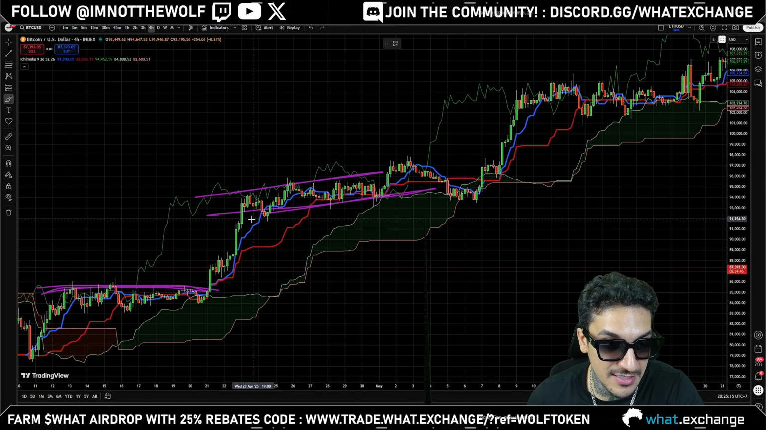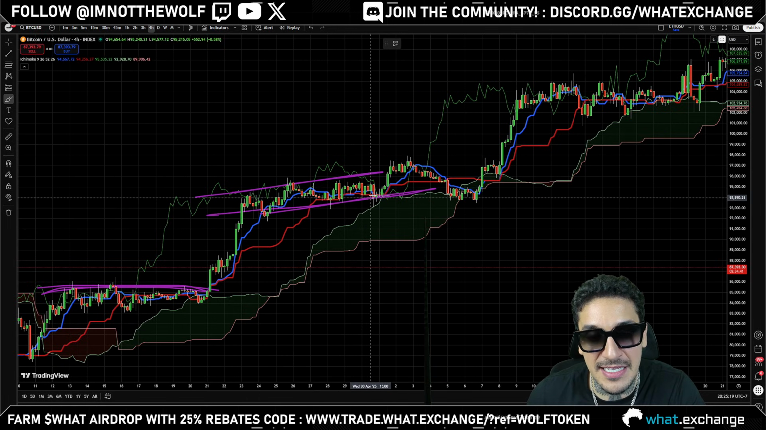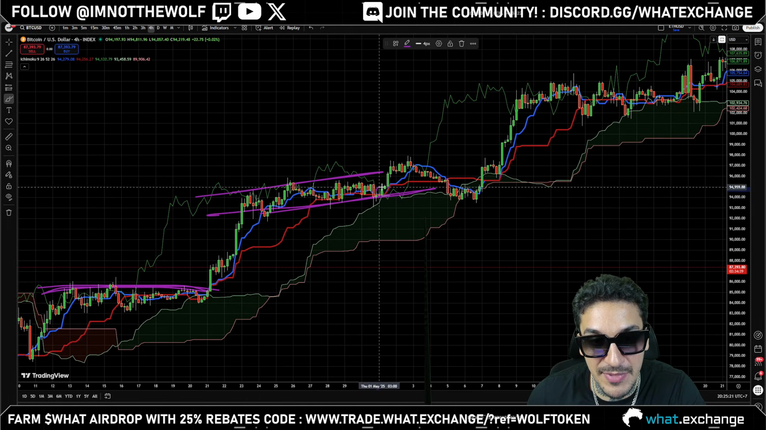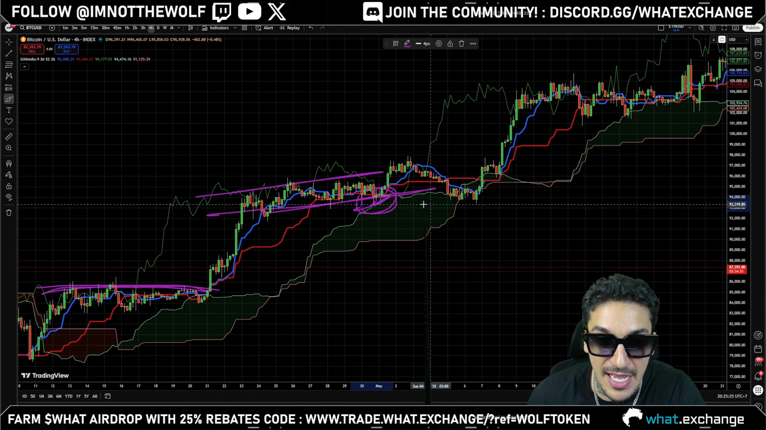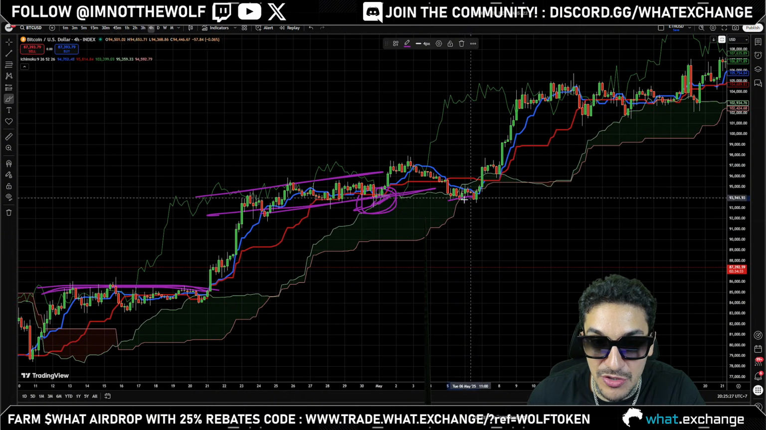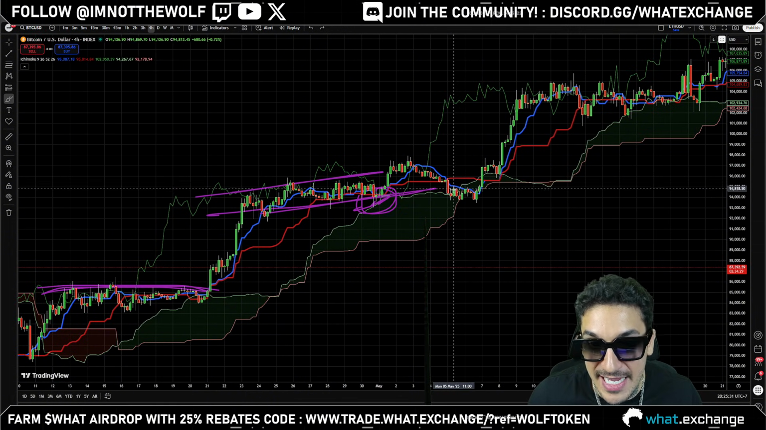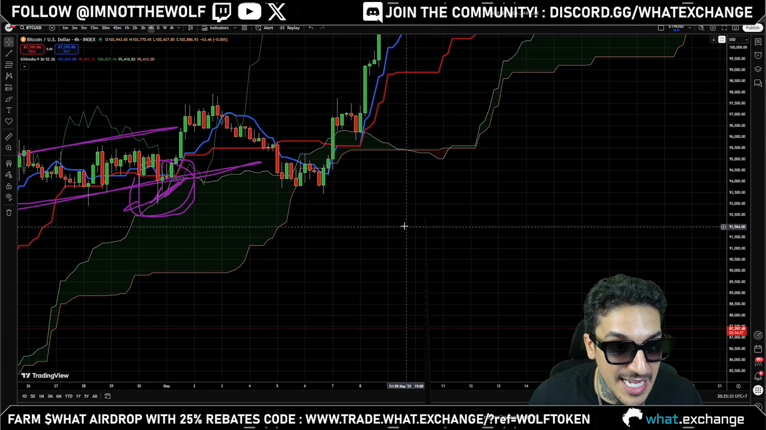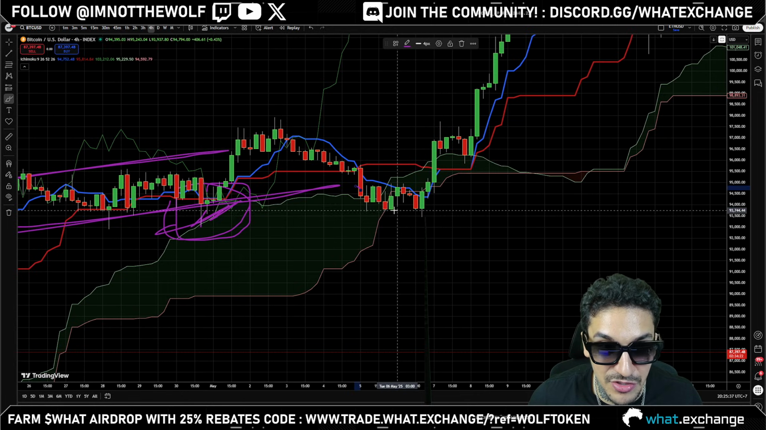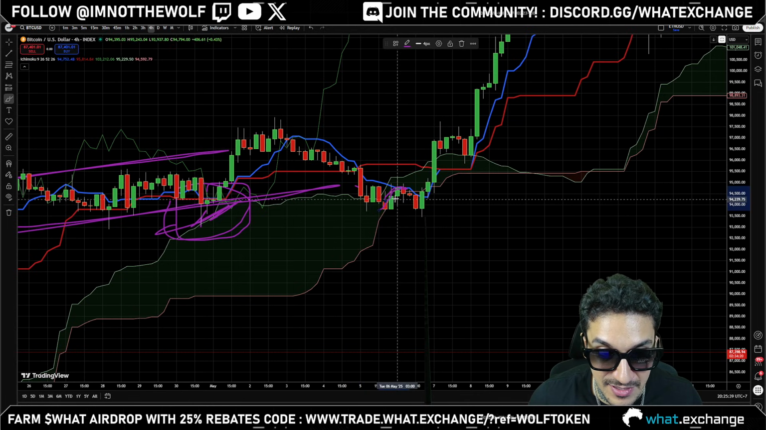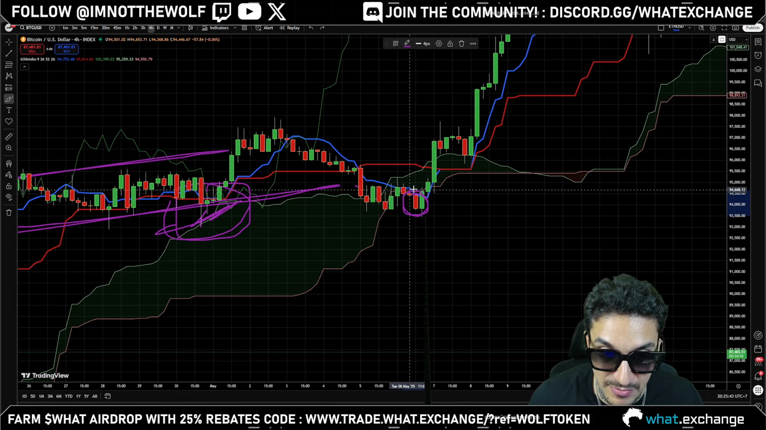The Tenkan-sen, the blue line, is above the red line, the Kijun, and the price came down to challenge the support cloud once right here. And then when it came back up, you could have bought it essentially right here when it challenged it again. So the price actually broke down under the clouds right here, especially here. This red sell signal right here is a bull trap.